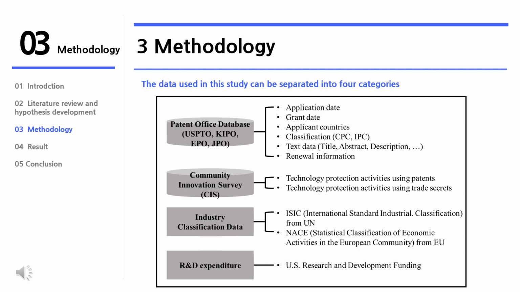Methodology. The data used in this study can be separated into four categories. First, patent official databases, for example USPTO, KIPO, EPO, JPO. Second, community innovation survey. Third, industry classification data. Fourth, R&D expenditure.